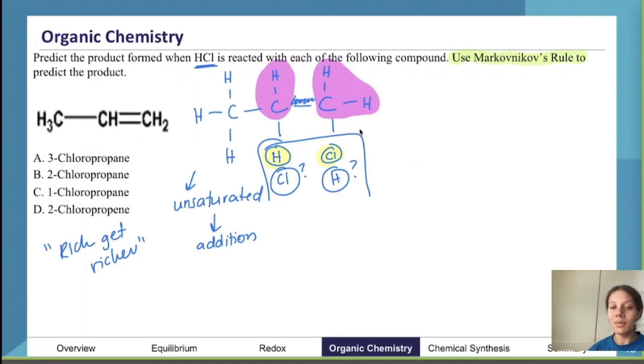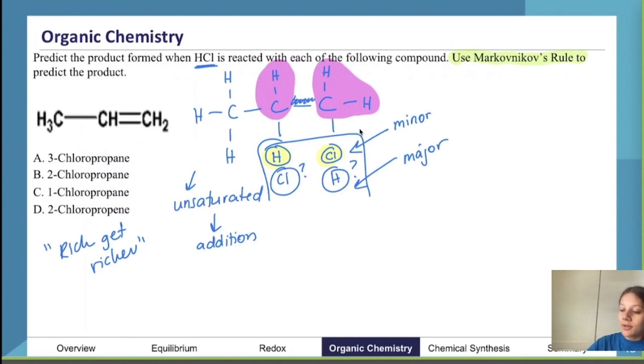And then the chlorine will go to the middle one. However, our minor product is when the opposite happens. So this configuration here, where the Cl goes to the carbon with the most hydrogens instead of the hydrogen, is our minor product. And the hydrogen going to the one with the most hydrogens is our major product. So to predict the product here, I'm going to go with what happens the majority of the time.